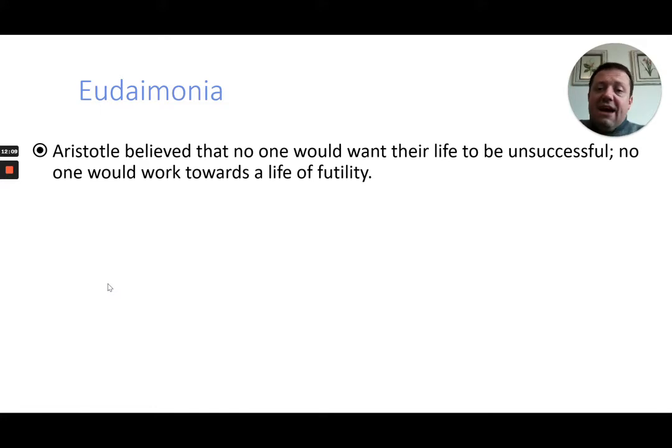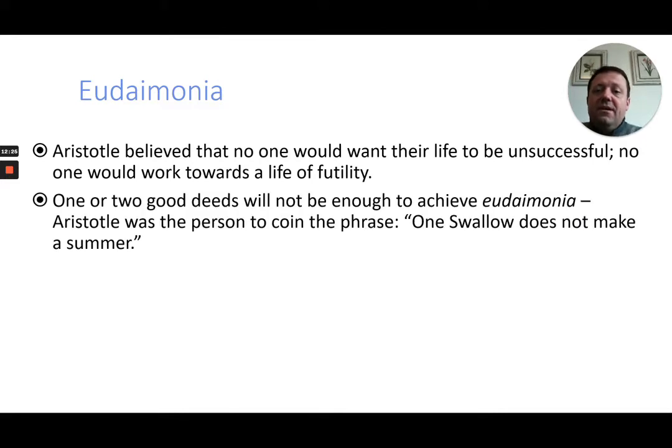So, as I say, Aristotle believed that no one would want their life to be unsuccessful. No one would genuinely want to work towards a life of futility. They might accidentally do it, but it would just be because of being mistaken rather than a deliberate move. And similarly, one or two good deeds will not be enough to achieve eudaimonia. And it was Aristotle, not Shakespeare, as some people believe, that was the person who first coined the phrase, "one swallow does not make a summer."